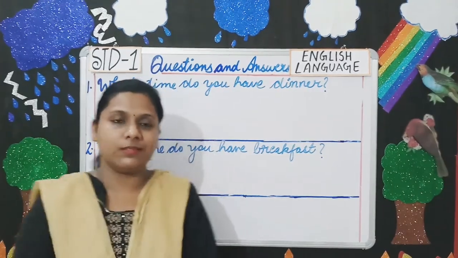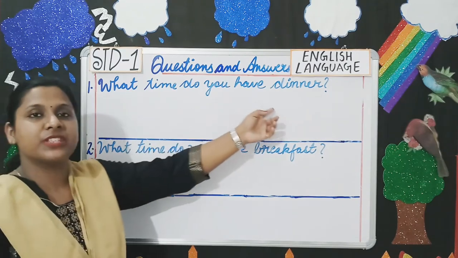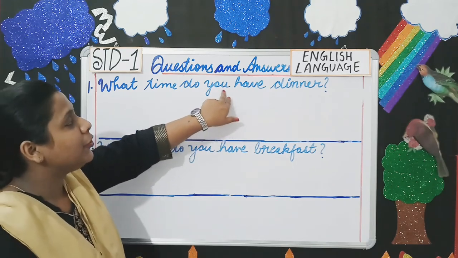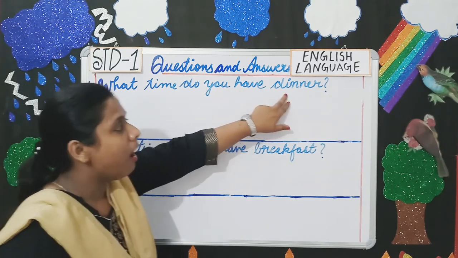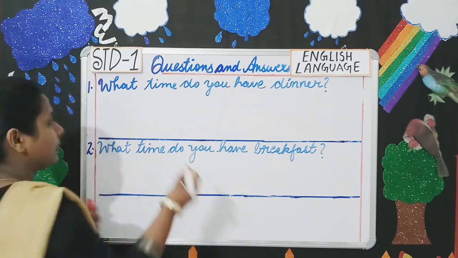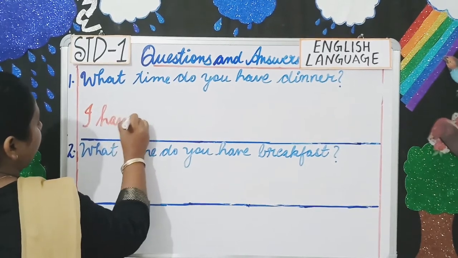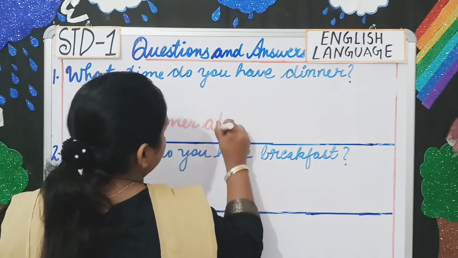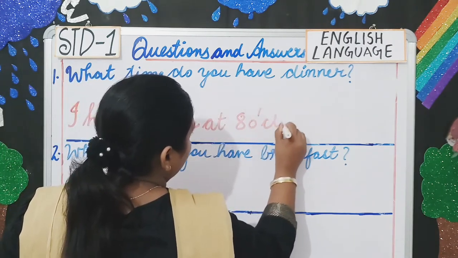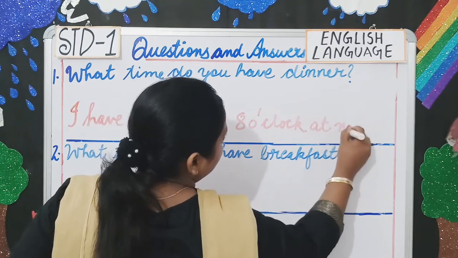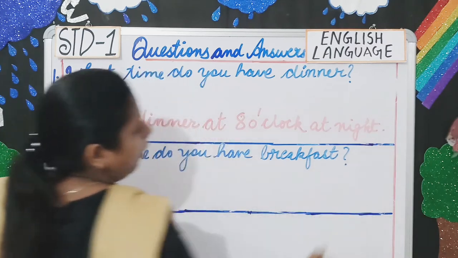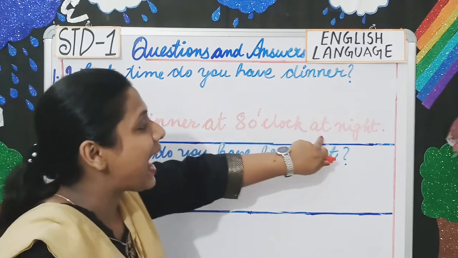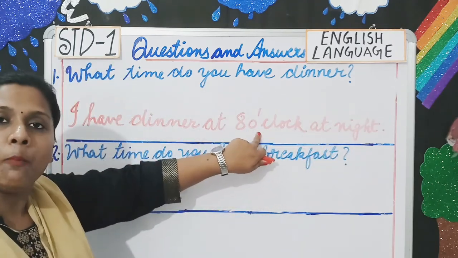The next question is, what time do you have dinner? Here, you have to mention the time. So you will write, I have dinner at 8 o'clock at night. Now, before the time, you have to add the preposition at, and you will write at night, because 8 o'clock can be morning also.